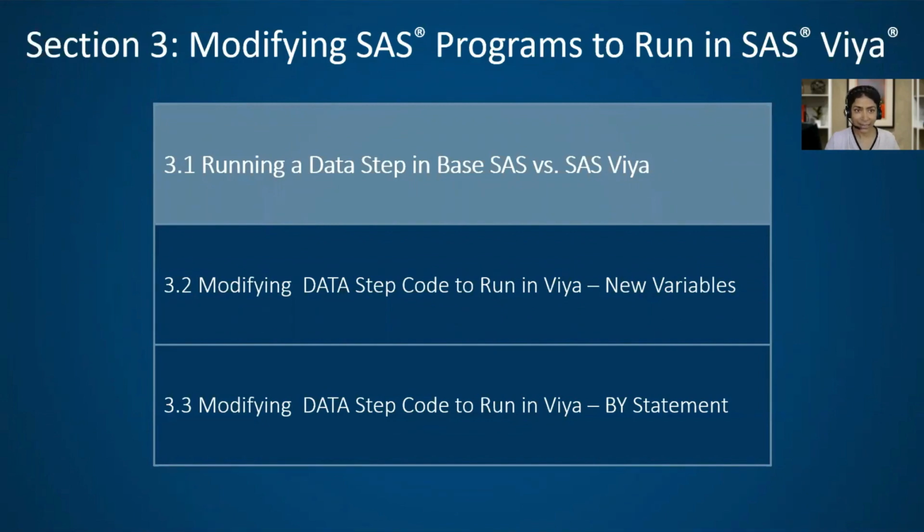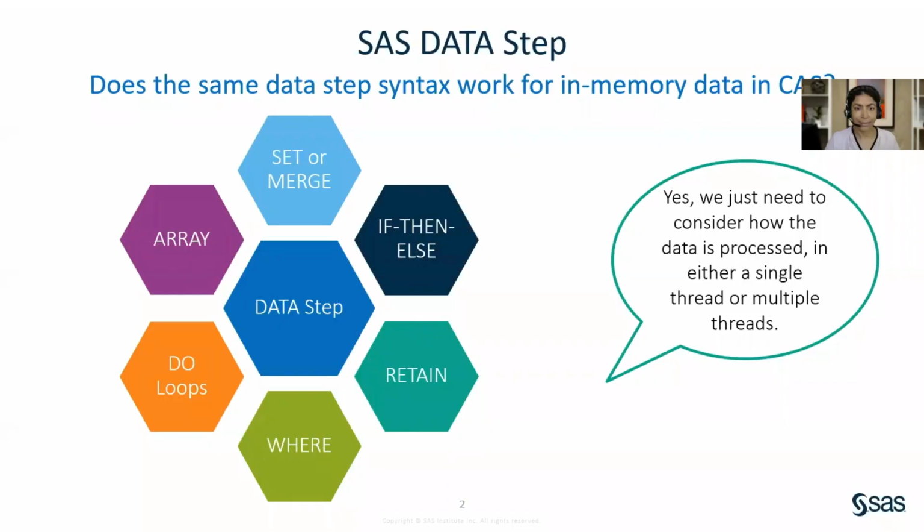In the previous section, we learned to upload data to a Caslib and promote tables. In this final section, we'll learn to modify SAS code to run in SAS Viya. The first part is the SAS data step. Does the data step syntax work for in-memory data in CAS? And yes, it does. We just need to consider whether the data is processed in a single thread or multiple threads.